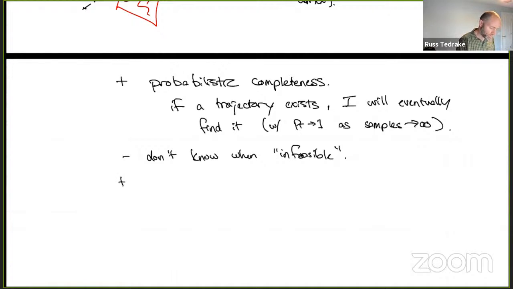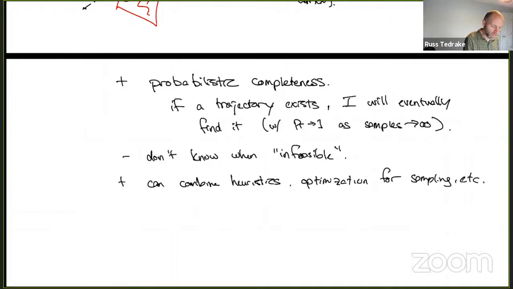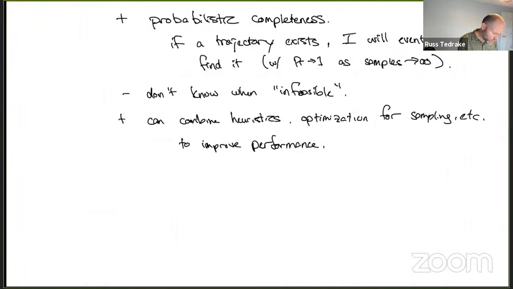I do think that what I started saying in response to Alex's question is you can combine some of the benefits. You can combine heuristics, optimization for sampling, etc., to improve the sample-based motion planning performance. That's a big one. It shouldn't scale to high dimensions. That's a weakness, but it's still surprising how well it goes, how high it goes.